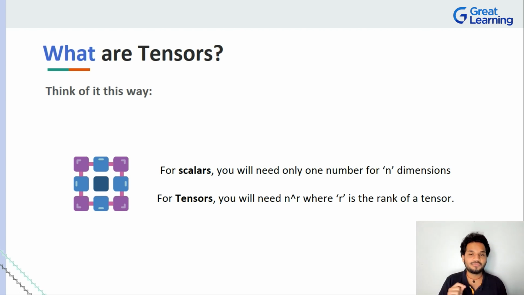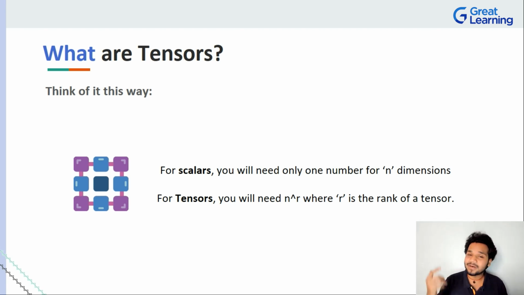For tensors, when we talk about a rank, when we talk about these dimensions, you will basically require n power r, wherein r is considered as the rank of a tensor. Now, when you're working with a 3-dimensional object, 3 power 1 is a tensor of rank 1 in the 3-dimensional space. I'll repeat it. It's a 3-dimensional tensor which basically has the rank of 1.